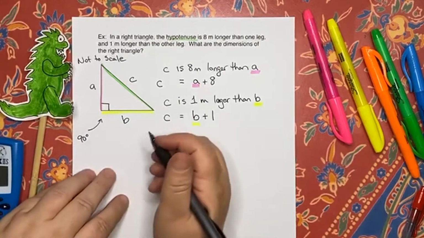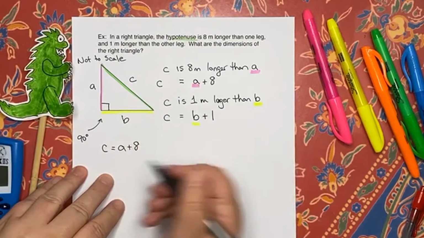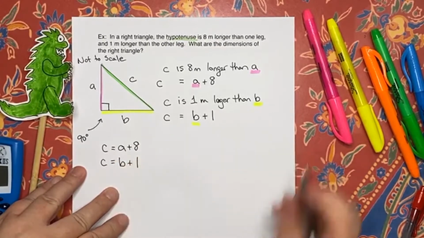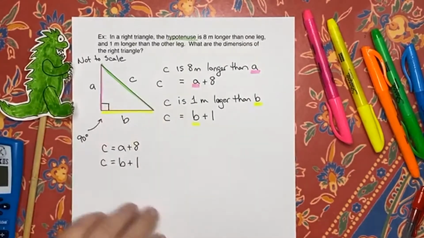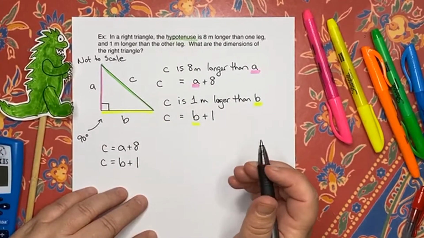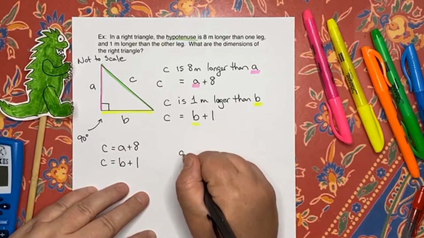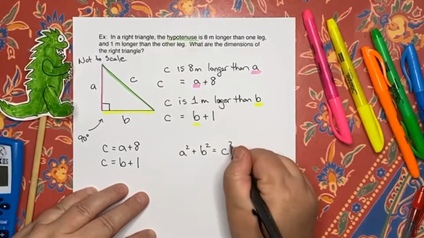So I've got C equals A plus 8. C equals B plus 1. Okay, so I've got those. And then what else do I have? I have a right triangle. So I have the Pythagorean theorem that says A squared plus B squared equals C squared.